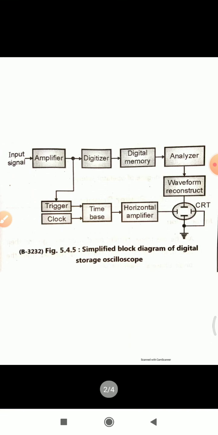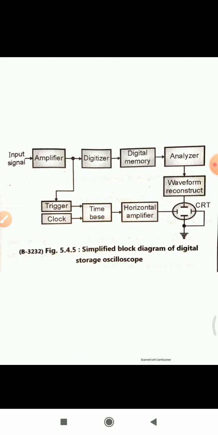So all of you are familiar with the CRT. What is CRT? CRT is cathode ray tube. You might have seen or learned this in physics in the previous years. So first of all, our very first block is the amplifier.